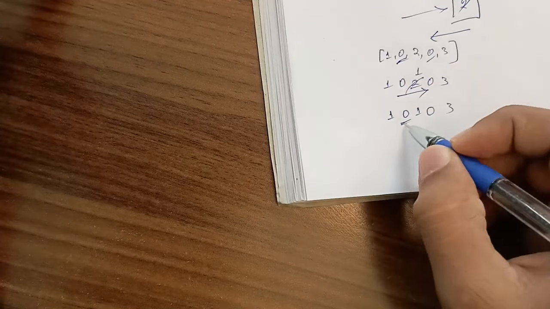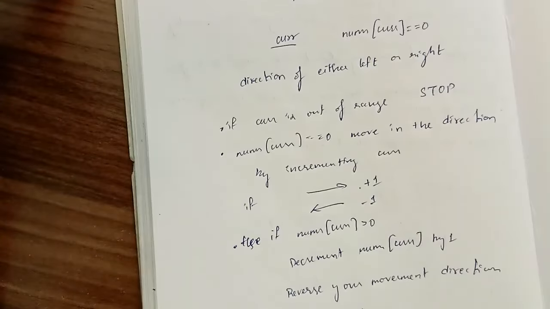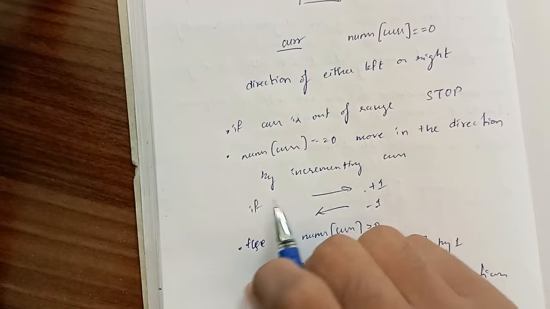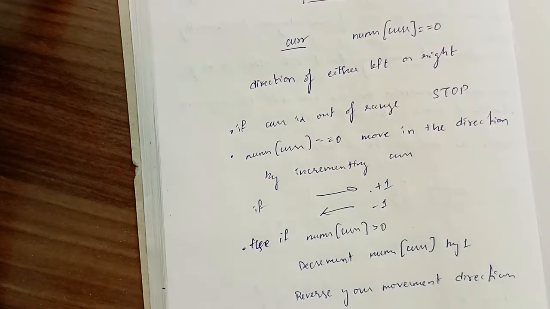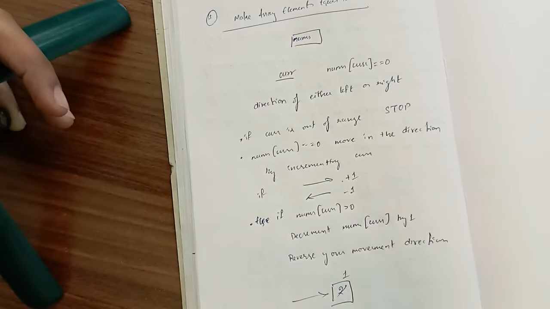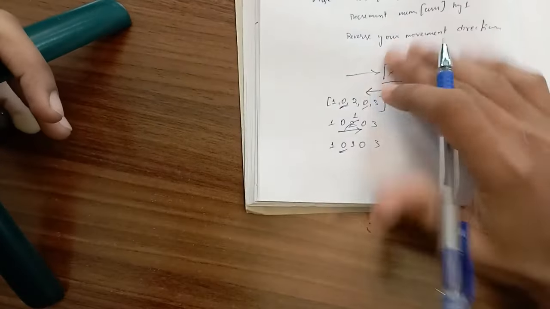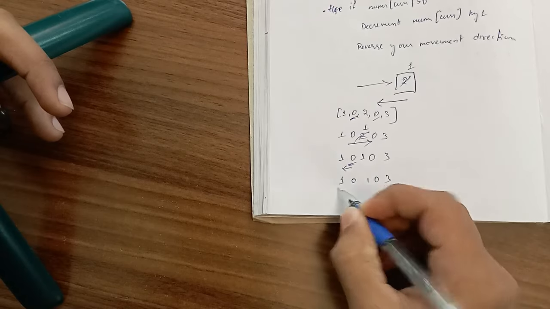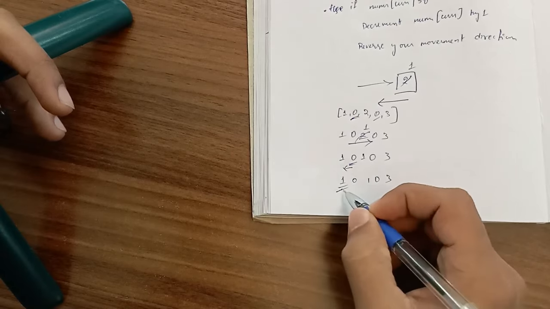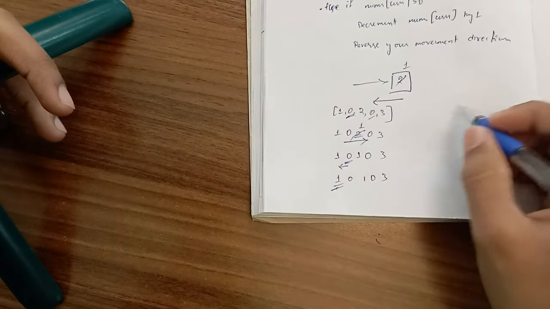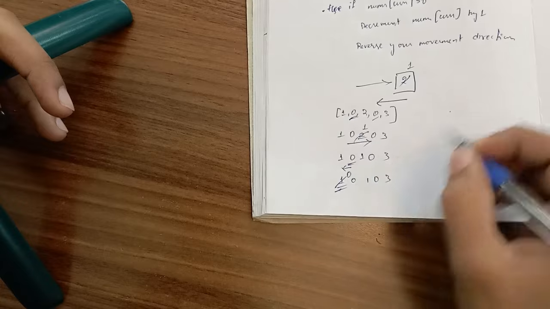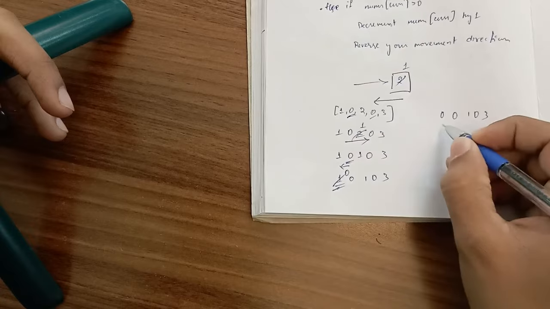So here the current is here. Now it is 0. As I told, if nums[curr] is 0, move in the direction by incrementing curr. That means we need to go in the same direction. So if we go here, we have 1. This is the current and this is greater than 0. We need to make it 0, so decrement it by 1. It will become 0. 0 0 1 0 3.